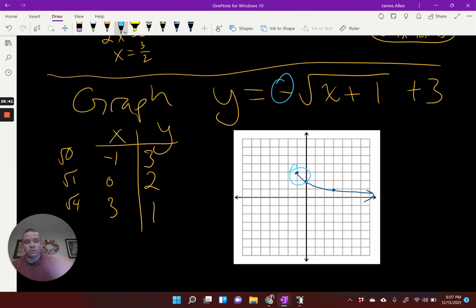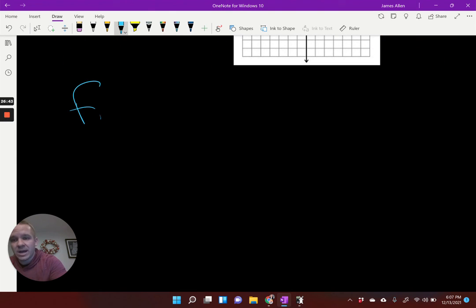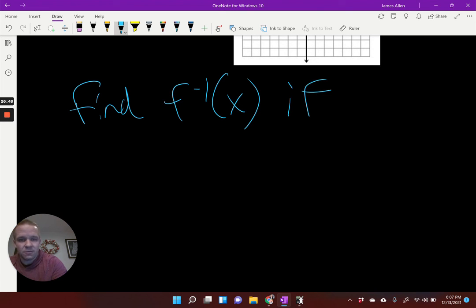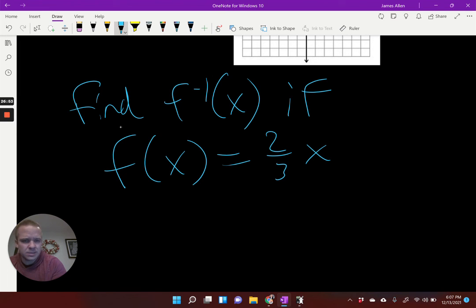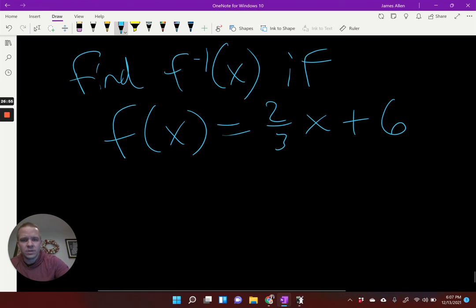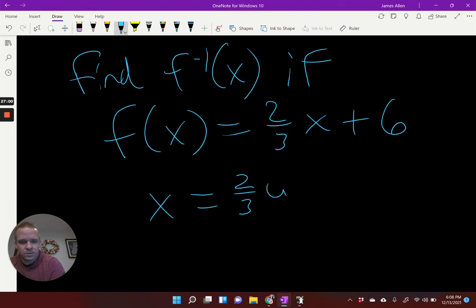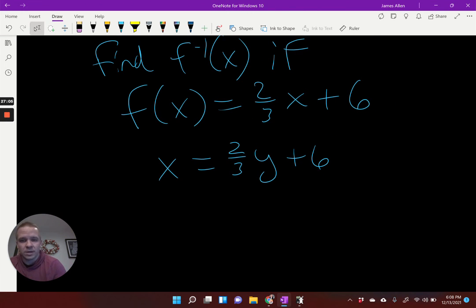All right, one last problem, then we're going to call it a day on this one. Let's find f inverse of x if f of x is equal to, how about, 2/3 x plus 6? So first things first, switch our x and y. x equals 2/3 y plus 6. Now I'm going to go ahead and resolve. I'm going to subtract 6. I get x minus 6 equals 2/3 y. And then I'm going to divide by 2/3, or in other words, multiply by 3 over 2.